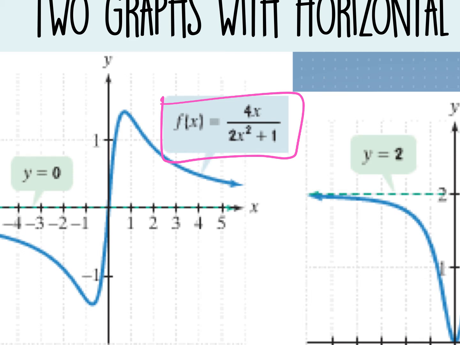So what's the degree of the highest term in our numerator? 1, because here it's just x, so that would be x to the first power since it doesn't have a degree. What's the degree of our highest term in the denominator? 2. Is 1 greater than, less than, or equal to 2? It's less than. So what happens when our numerator is less than the denominator? Y equals 0 is our horizontal asymptote.